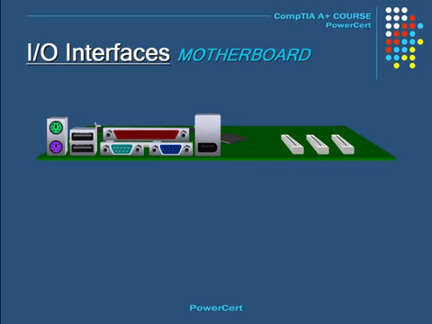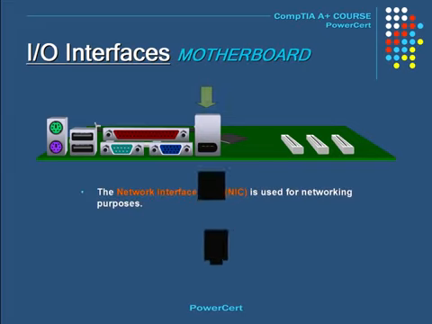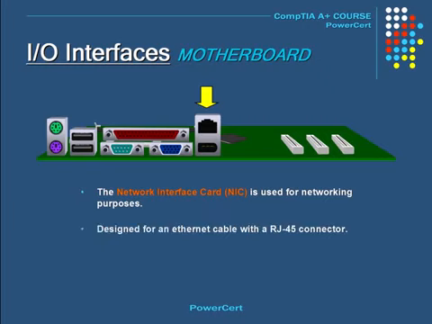The NIC, or Network Interface Card, is a port on the motherboard that is used for networking purposes, such as connecting to the internet and sharing data between computers. The port is designed for an Ethernet cable with an attached RJ45 connector. A NIC provides a computer with a constant dedicated connection to a network. And each NIC has its own unique identifier called a MAC address. The transfer speed ranges from 10 to 1000 megabits per second.